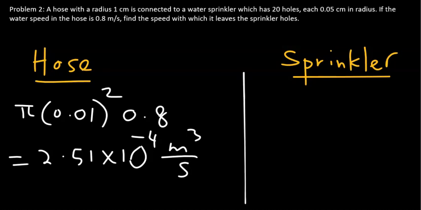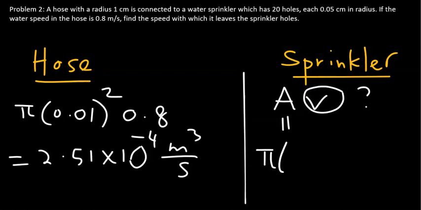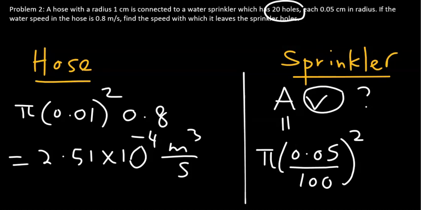Now let's look at the sprinkler. Let's calculate the product AV for the sprinkler. Now, we don't know the speed with which the water leaves the sprinkler hose. That is what we want to determine. But we can figure out the area. Each hole is 0.05 cm, so each area is pi times 0.05 cm converted into meters. You have to divide that by 100, and square that. Don't forget there are 20 holes, so the total area can be obtained by multiplying this number with 20.